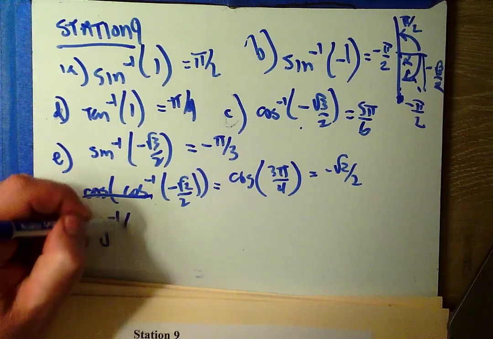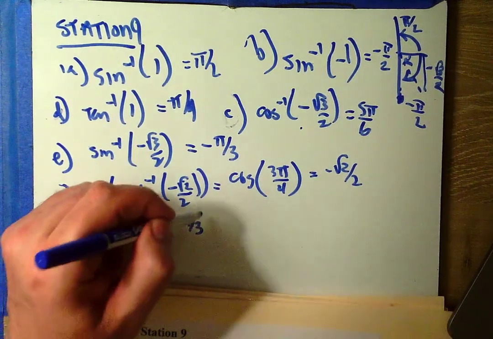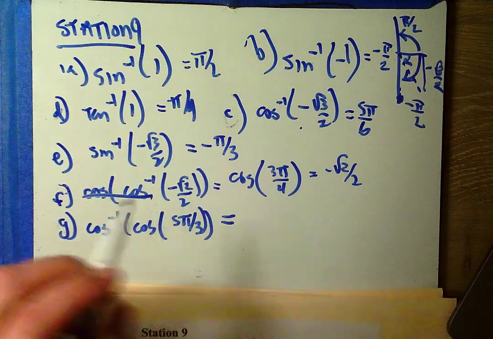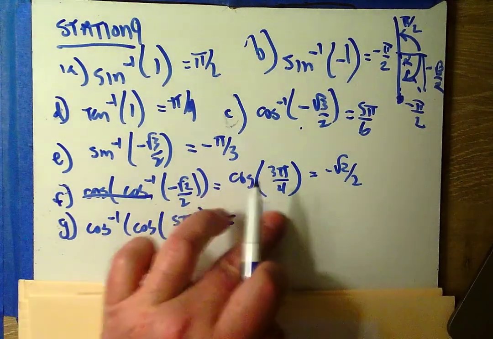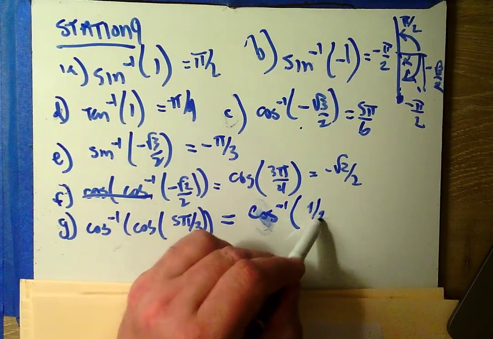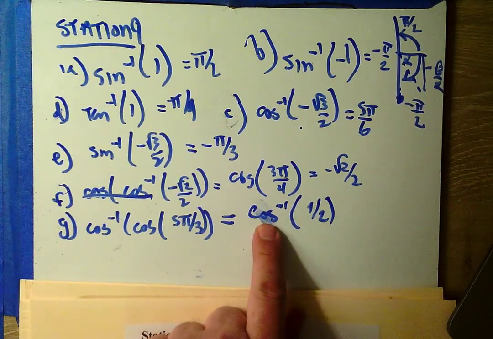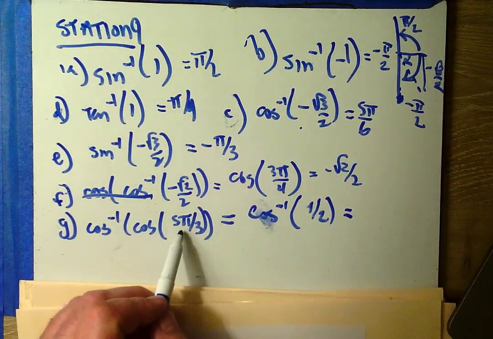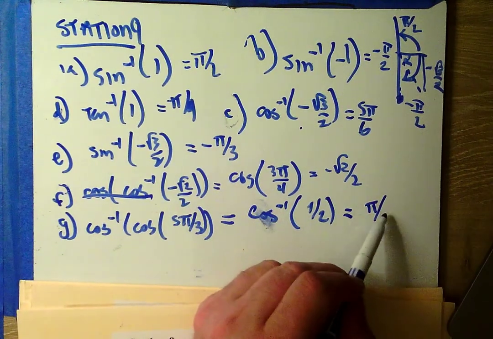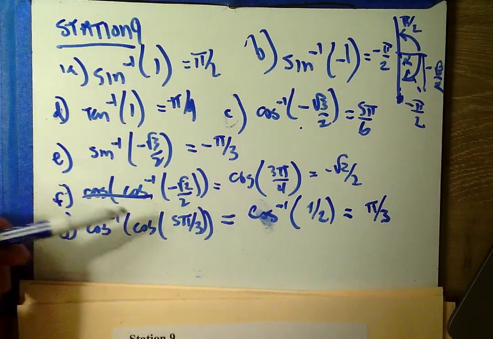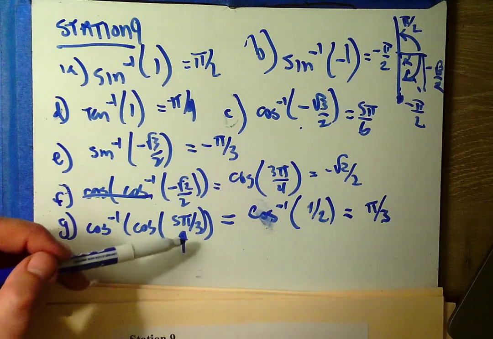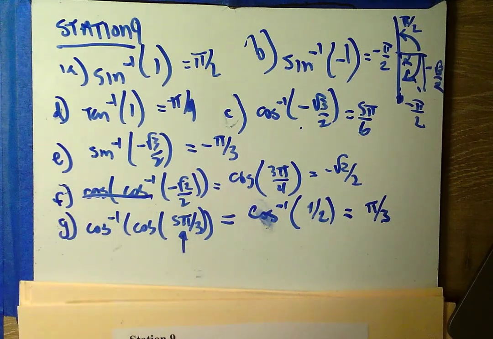In G, cosine inverse cosine 5 pi over 3. Well, can I cancel these out? Well, the cosine of 5 pi over 3 is 1 half. Cosine inverse 1 half. But what angle within the restriction of inverse cosine has an x value of 1 half? Remember, that restriction is 0 to pi. And so my answer here isn't going to be the original 5 pi over 3. It's in fact going to be something from 0 to pi. It's going to be pi over 3. So the rule was you can cancel out these inverse functions unless the given angle is outside of the restriction for that function. Okay? All right.